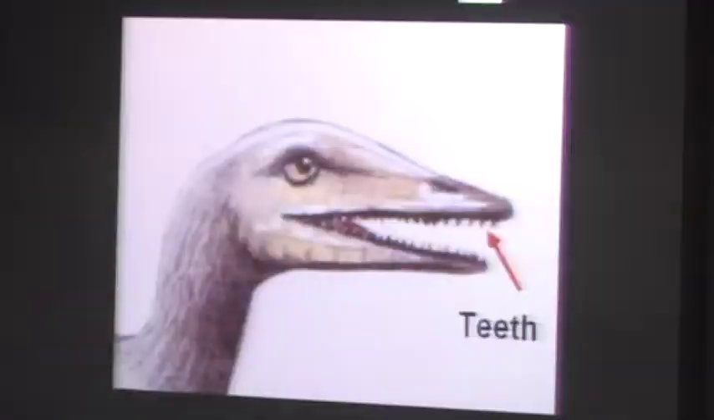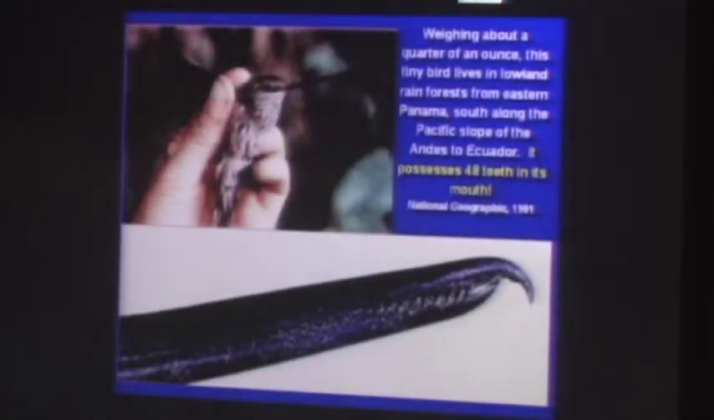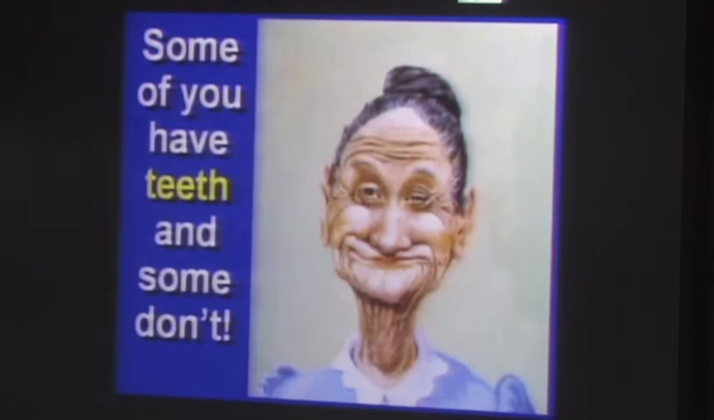They say, well, he had teeth in his beak. Well, not many birds have teeth. Some do. There's a hummingbird has teeth in his beak. But most birds don't have teeth, I agree. Actually, some mammals have teeth. Some don't. Some birds have teeth. Some don't. Some fish have teeth. Some don't. Some of you have teeth. Some don't. Okay? So, missing link.